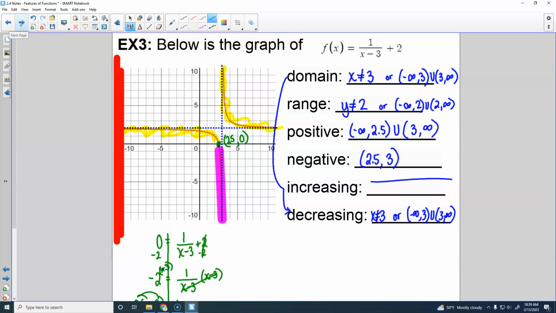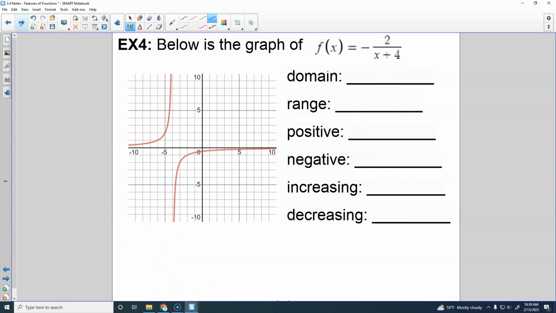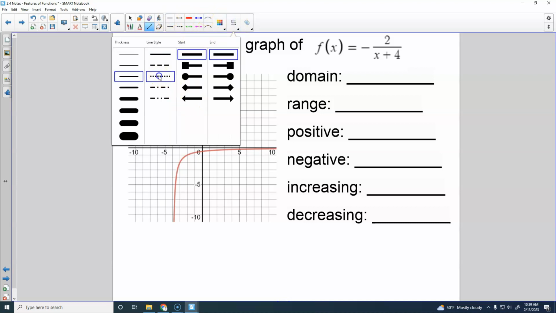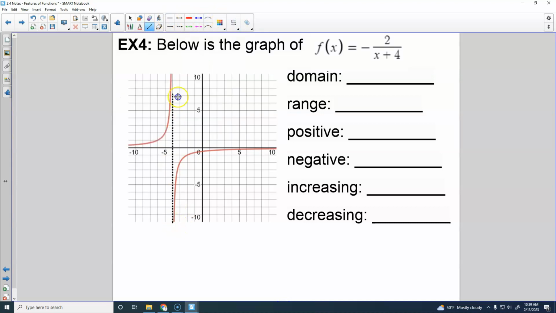Okay, questions? All right, here's another rational. I want you to try this one on your own. Try that one on your own.